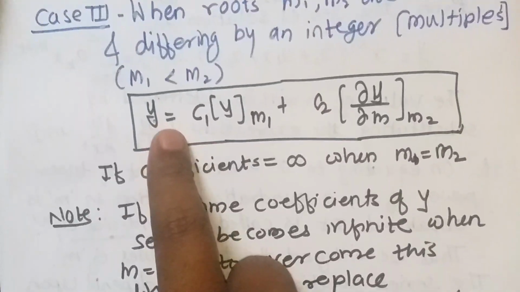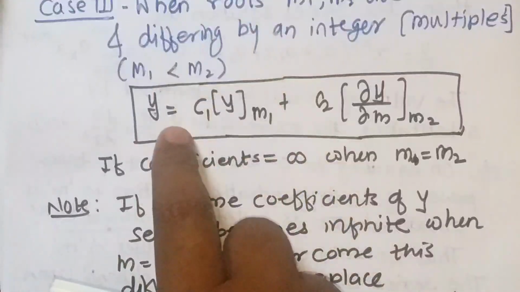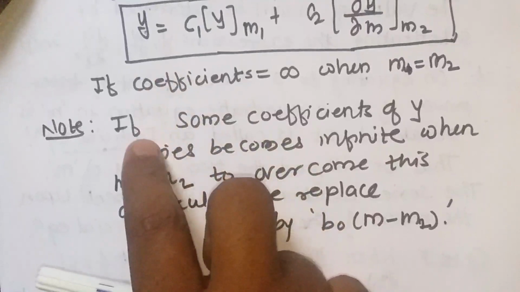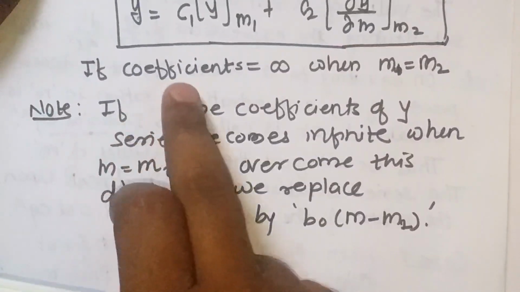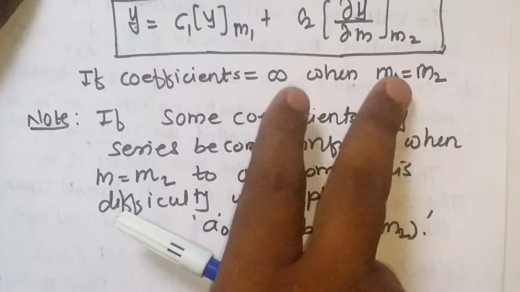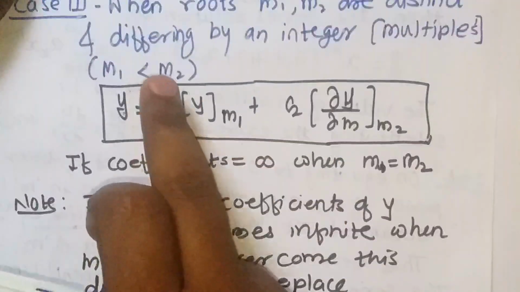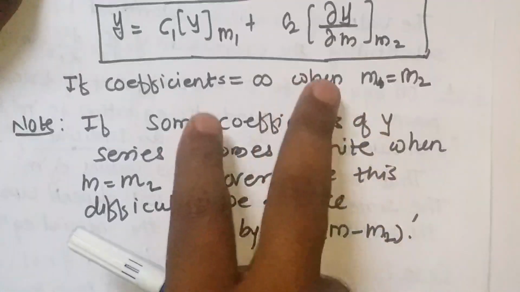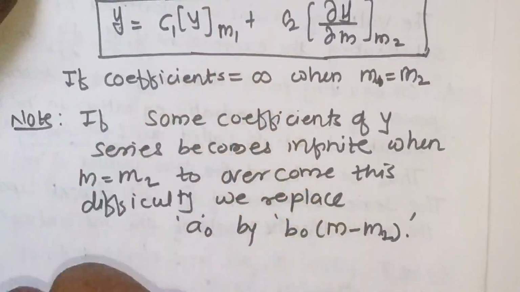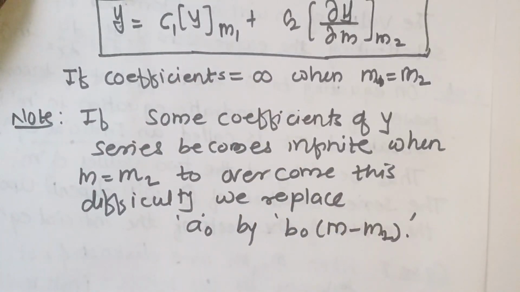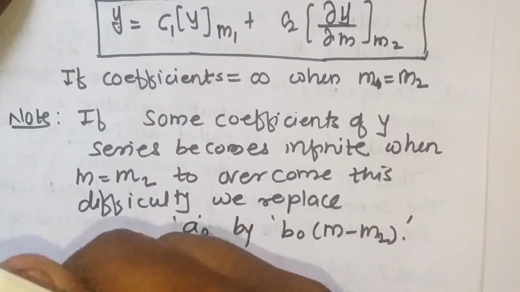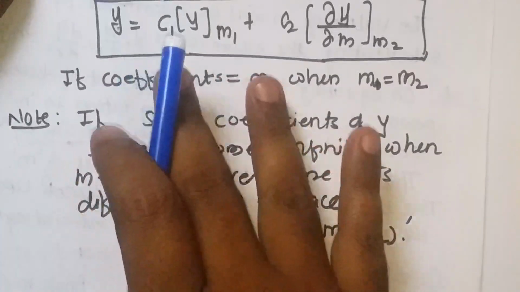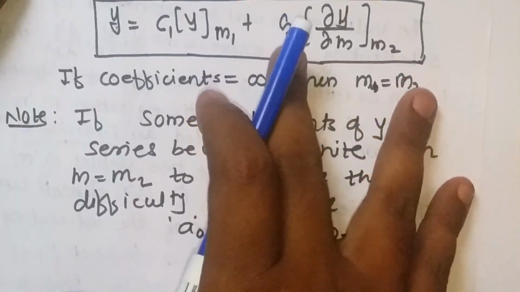In this case, the solution, if the roots are multiples of each other, it may happen that some coefficients become infinity when m equals m2. I have taken one root out of 2 at which the value of some coefficient, where coefficient means our a1, a2, a3, a4, becomes infinity at the value m equal to m2.